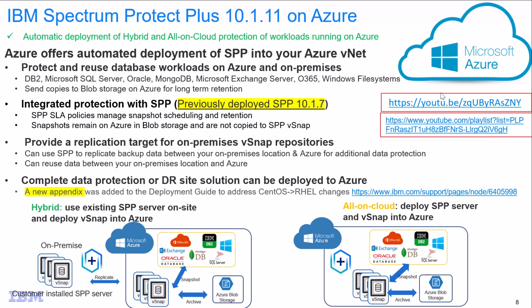Another update that's occurred is that the deployment guide that goes along with this offering has a new appendix which addresses the CentOS to Red Hat Enterprise Linux updates that took place in Spectrum Protect 10.1.11.